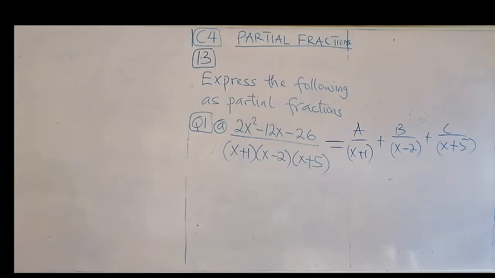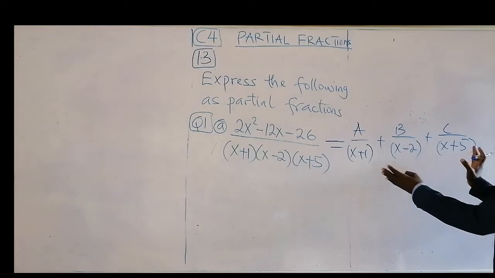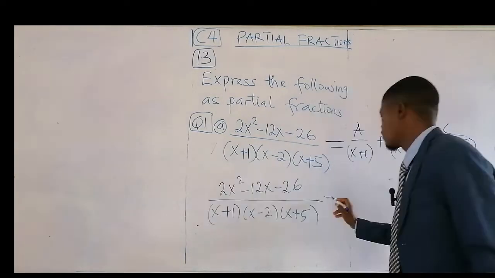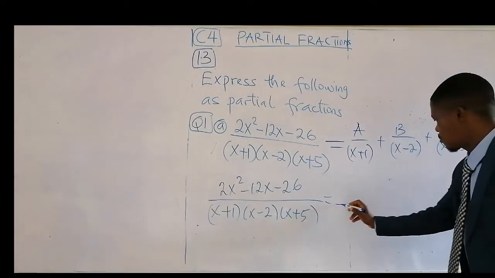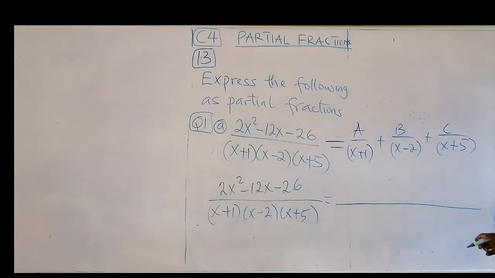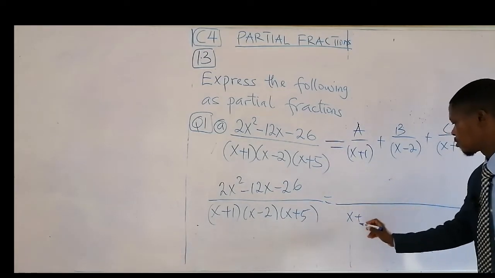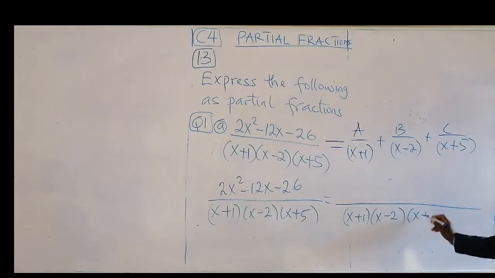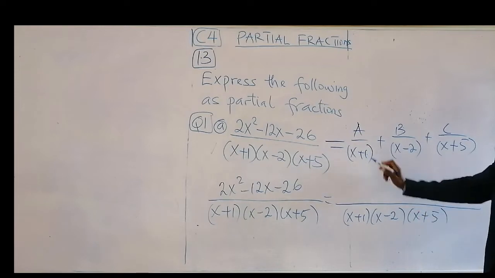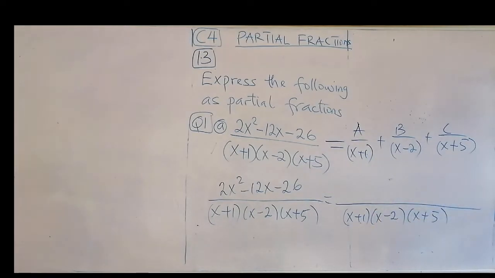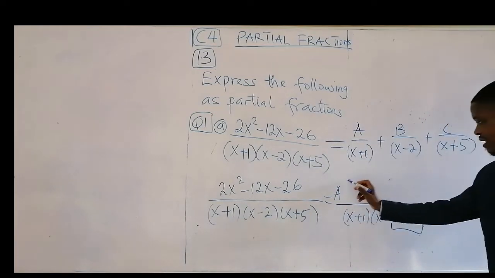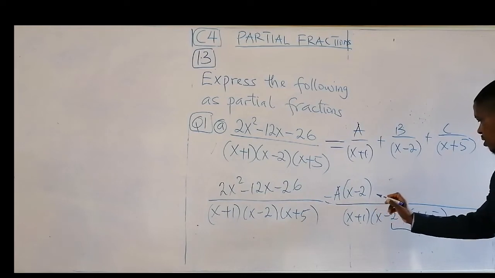So what do we do? It's very simple. What we do is to make this right hand side a single fraction. So how do you do that? The left hand side equals, here we solve this. We're going to have x plus 1 as a common, the LCM, x plus 5. So x plus 1 is there, x plus 1 is there, so it cancels. So we have A, the numerator, times the remaining LCM, x minus 2, and then x plus 5.